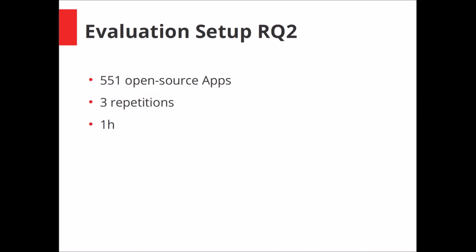The evaluation setup for RQ2, are the crafted motif actions generic enough to be applied to a large range of apps, looks as follows. We used 551 apps from F-Droid and repeated them 3 times with the best configuration according to RQ1. Each execution took 1 hour, and we recorded for how many apps at least a single motif action could be executed.